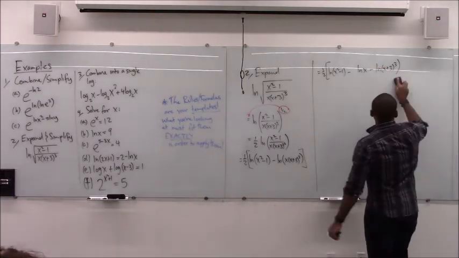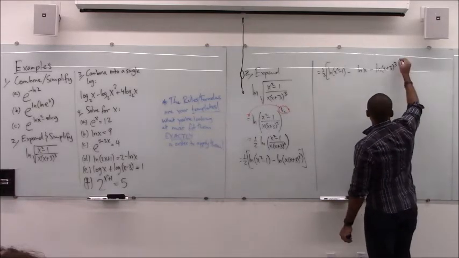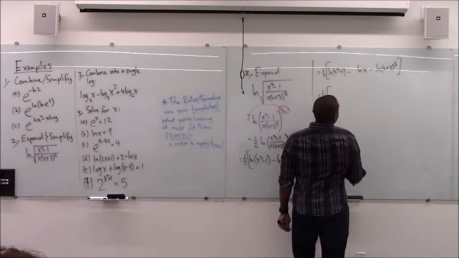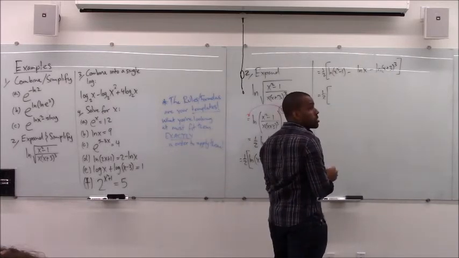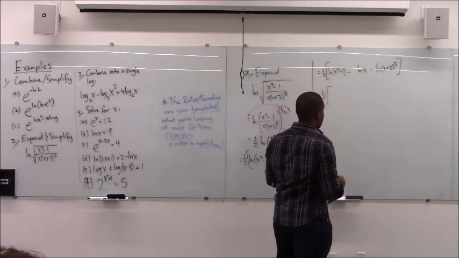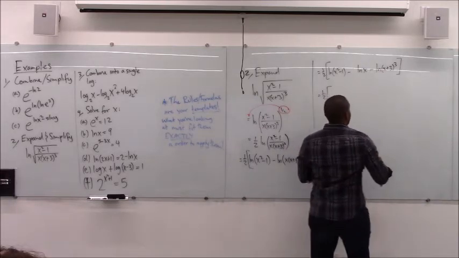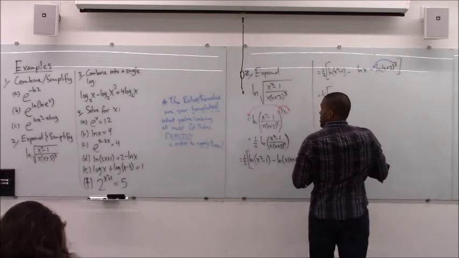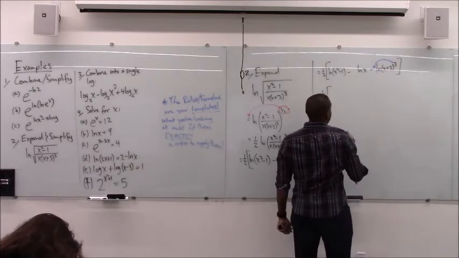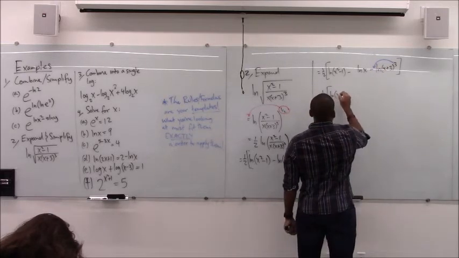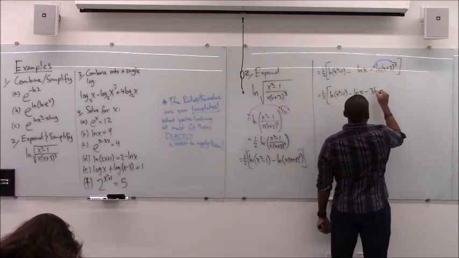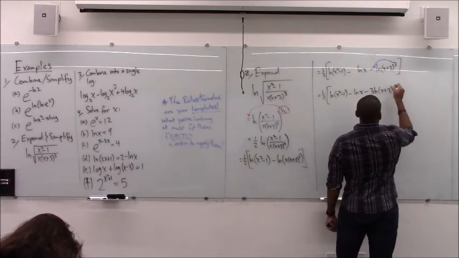Okay. Now what? Right, 3 can come down. Want things to be as simple as possible. Expand and simplify. So we have ln of x squared minus 1 minus ln of x minus 3 ln of x plus 3.